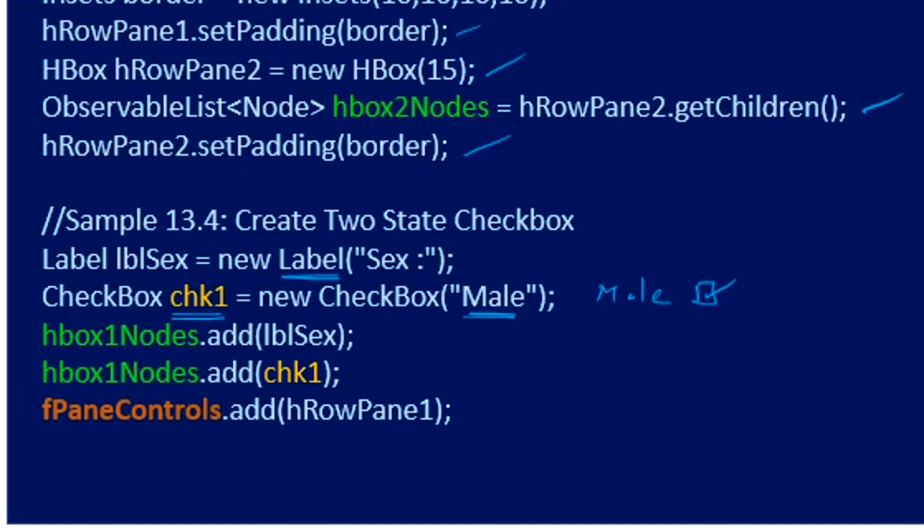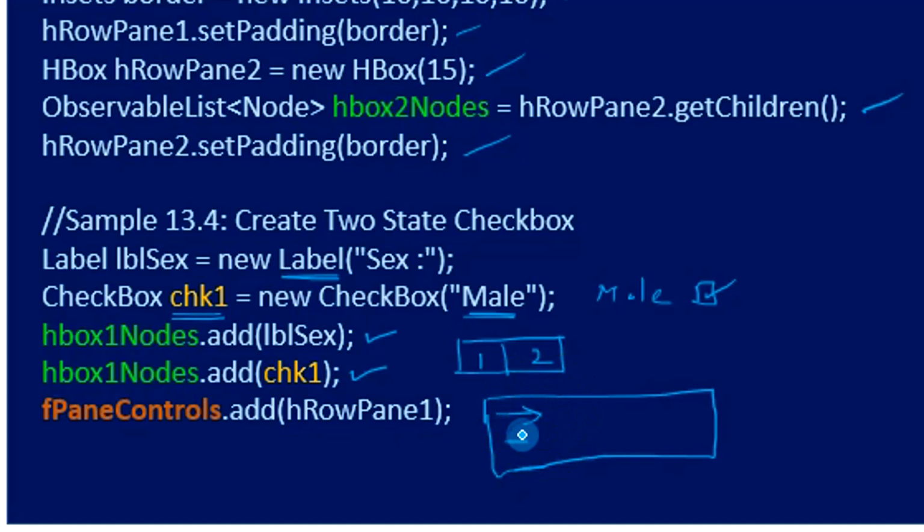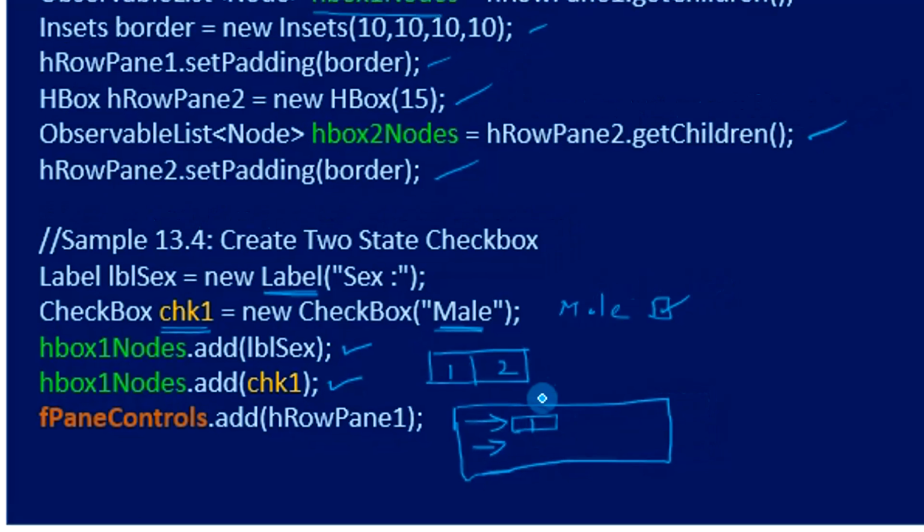Then to HBox1 nodes, if you see, we are adding the label. Then we are adding our CheckBox control, which we created here. After adding these to the node collection, this is an HBox, right? The HBox now contains two components, 1 and 2. One is the label, 2 is the checkbox. Then it is added to the FlowPane control. So this is our stage which is maintained by the FlowPane control. Now the FlowPane control contains this first HBox.